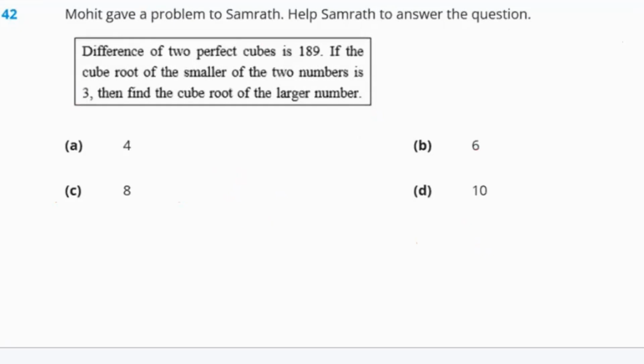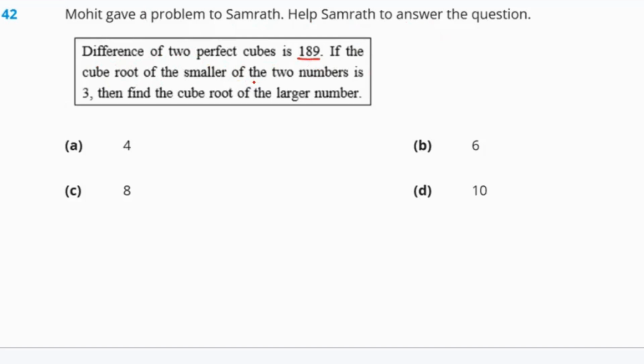Question number 42. Question number 42 is saying Mohit gave a problem, help someone to answer the question. Difference of two perfect cubes is 189. If the cube root of the smaller of the two numbers is 3, then find the cube root of the larger number.